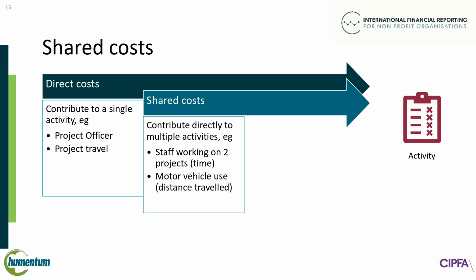If that individual employee spent half of their time working on one project and half on another, their staff costs are still directly attributable, but they need to be allocated between the two projects. In INPAG, these are referred to as shared costs. Where there are shared costs, a suitable basis must be applied to allocate the costs to the relevant activities. In this example, time spent by the employee on each project would be a suitable basis. For running costs of a vehicle used by more than one project, the distance driven for the purposes of each project might be a more suitable base.